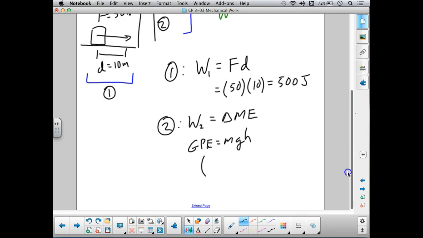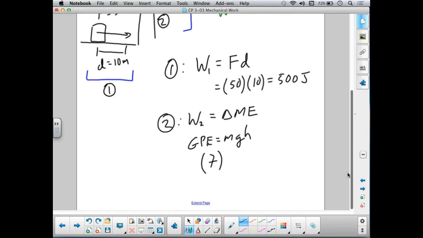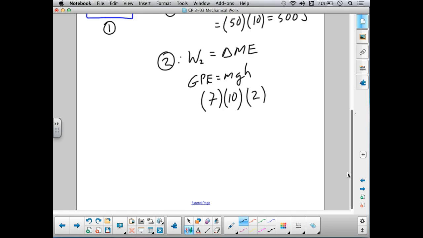My mistake. So let's put in 7 kilograms times 10 meters per second squared, which is the acceleration due to gravity, times a height of 2 meters. So 10 times 2 is 20, and 7 times 20 is 140. So this equals 140 joules.